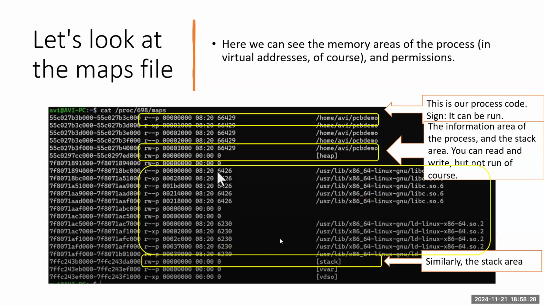So where do we see that? Yes, it says x86 64. That means it's a 64-bit PC, and these are libraries. The C library. These are DLLs.